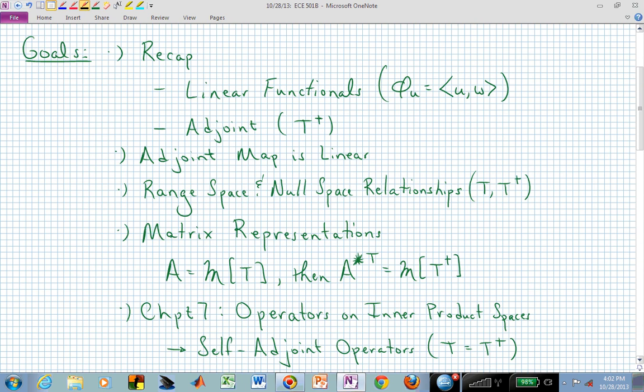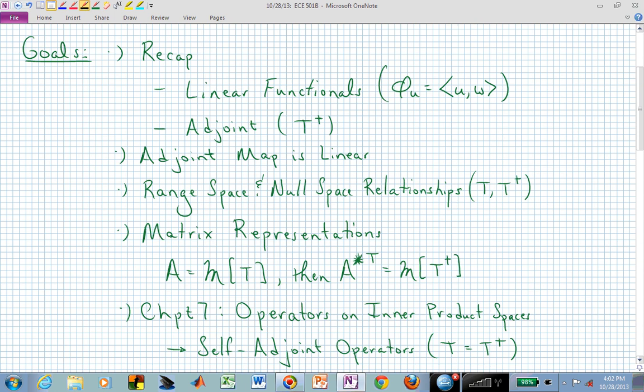Then we will simply present the fact that the matrix representation of a linear map, if we call that A, and if we want the matrix representation of the adjoint, which is also a linear map, will actually be the complex conjugate transpose of the matrix A. And maybe we'll work some examples illustrating that, so that you start to see a concrete representation of these abstract quantities or concepts.